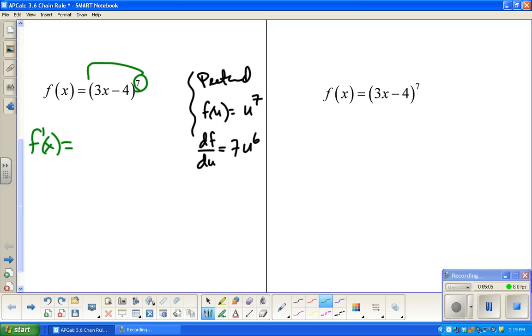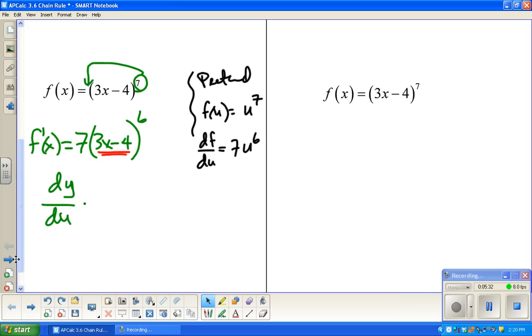I'm going to do 7 times 3x minus 4 to the 6th. Now the only catch is it really wasn't a derivative. I haven't done a derivative with respect to x. I've done a derivative with respect to 3x minus 4. So what I just did was dy du.